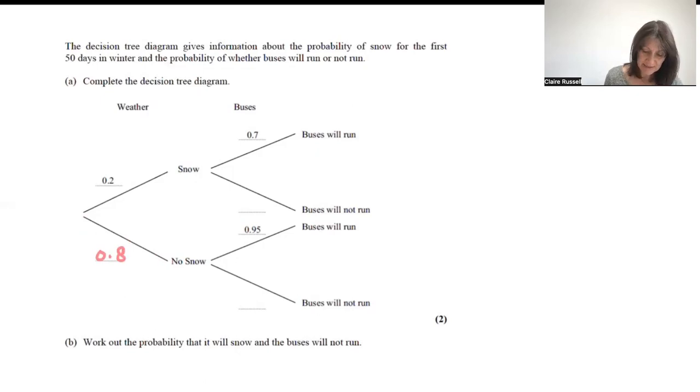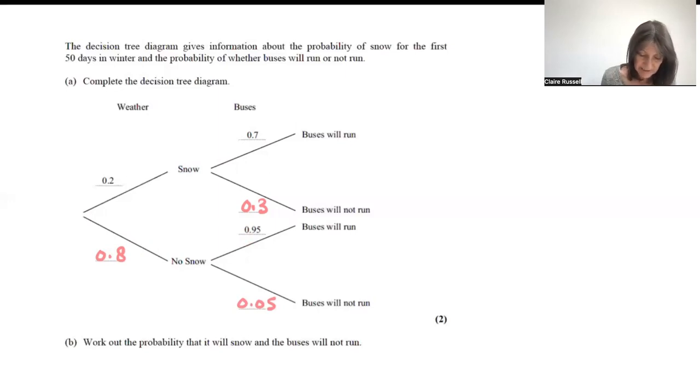Now, the next one that we look at for the buses here, if it snows, there is a 0.7 chance the buses will run, and it has to add to 1, 0.3, they will not. If it doesn't snow, so if it hasn't snowed, then the chances the buses will run is much higher. So we would expect that. So this feels like it's true to life, 0.95. So the probability it won't, remember it has to add to 1, is going to be 0.05 here.